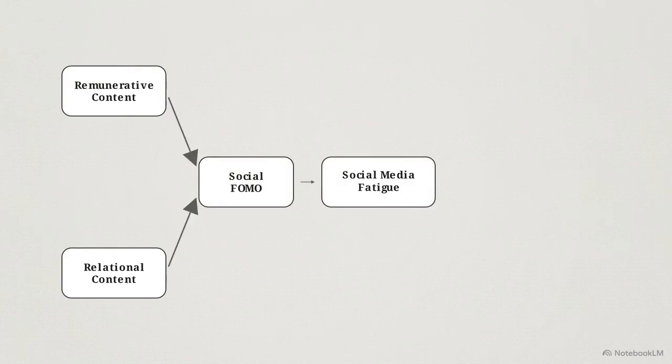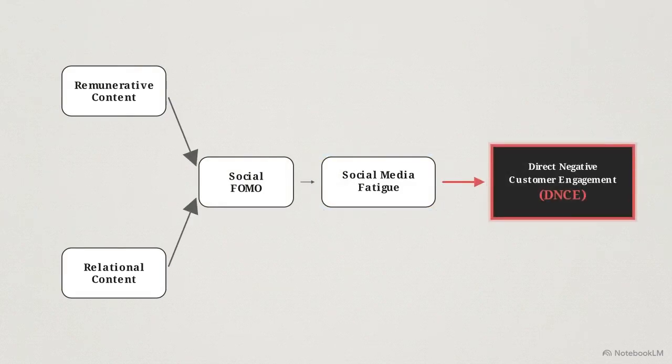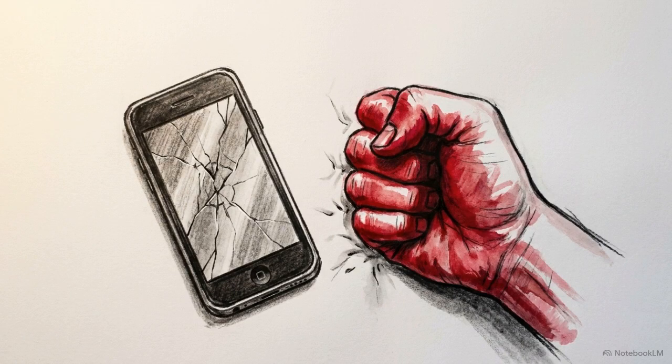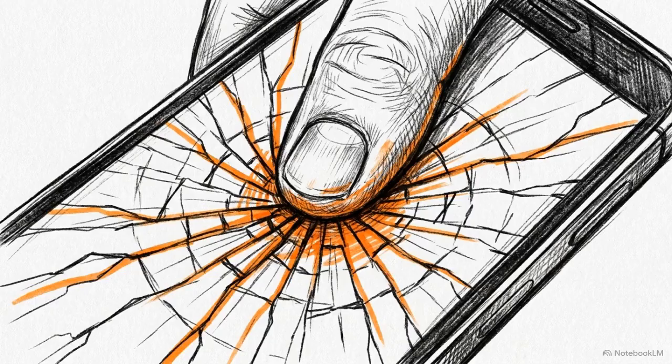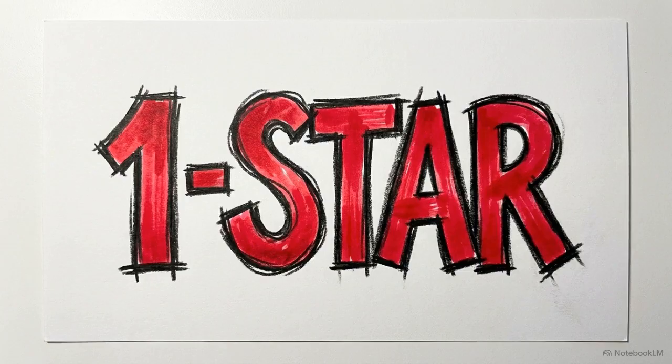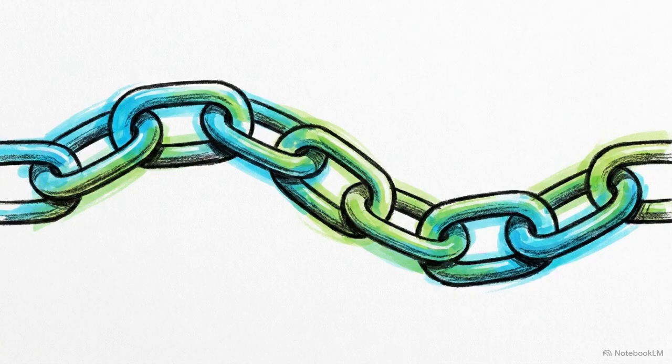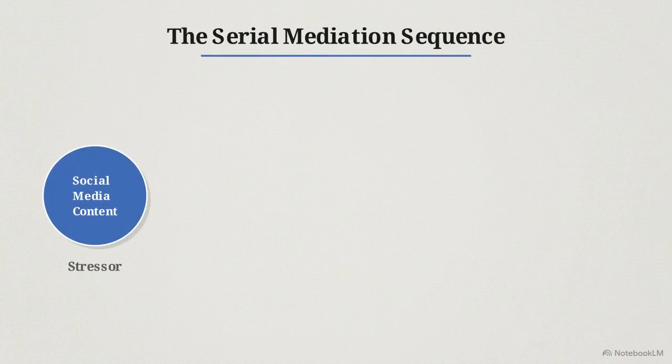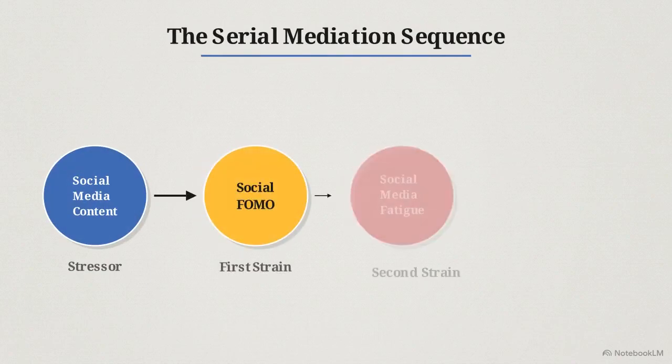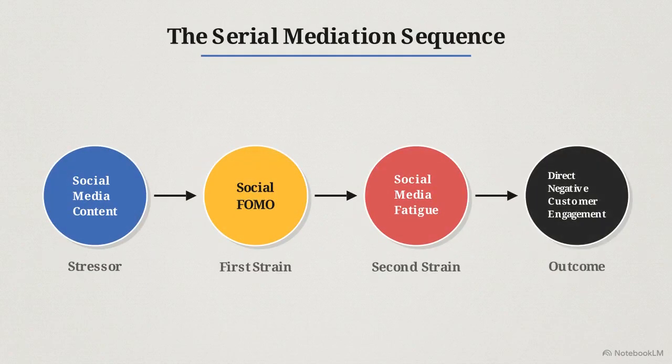Completing the structural model links this internal state of fatigue directly to external hostility. The study yields a beta coefficient of 0.449 for this final step. The exhaustion forces the hostility. Exhausted users often pivot from passive disengagement to active retaliation, using their remaining energy to attack the brands they perceive as the source. This unbroken chain is called serial mediation. It proves these variables don't act independently. They trigger one another in a strict sequential order.